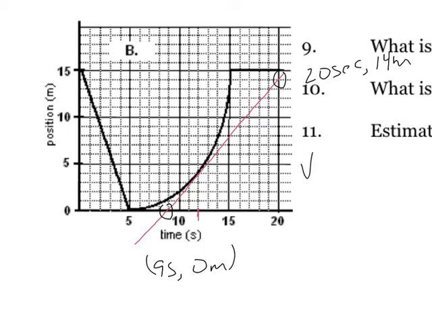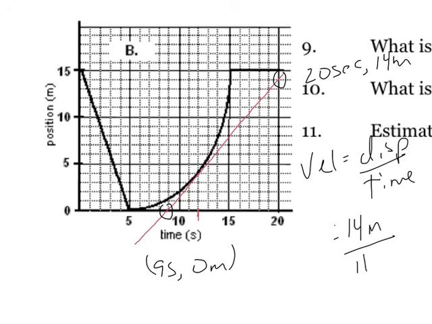So to get velocity, like I've been doing, I'm going to get displacement over time. And the velocity for this one is going to end up being 14 meters minus 0 over 20 seconds minus 9. And I get a velocity that's around 1 and 3 over 11, or I think I know this off the top of my head, about 1.27 meters per second. So that's an estimate, but that's good enough. So around 1 meter per second is the velocity of the person right at t equals 12.